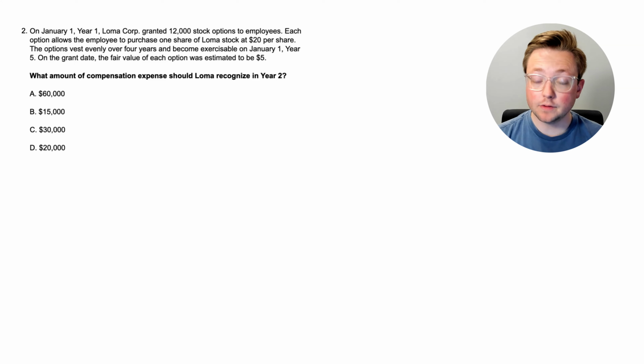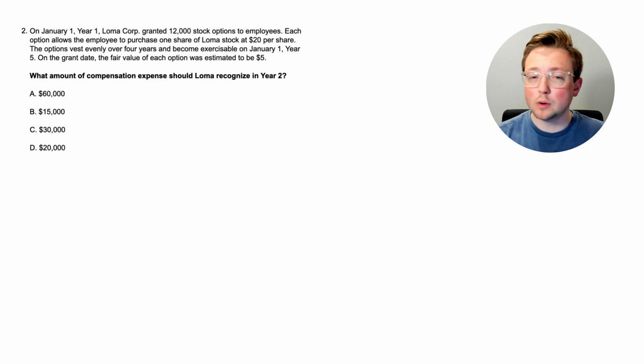The options vest evenly over 4 years and become exercisable on January 1st, year 5. On the grant date, the fair value of each option was estimated to be $5. So again, what is the amount of compensation expense that they're going to recognize in year 2? We talked about this a little bit in question 1, so you should know how to calculate the total compensation expense, and it's pretty simple to figure out how much it is in each year.